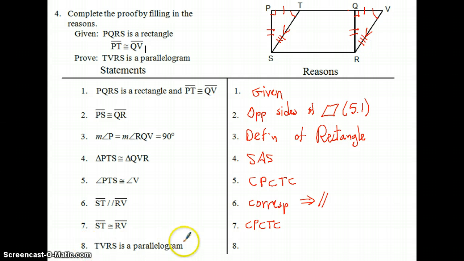Now we're getting at the fact that TVRS is a parallelogram. I was going to do that to get 7. All right, now it's a parallelogram because look at the stuff I just did. These last two things, I got a pair of sides that are parallel and congruent. That's what I called opposite sides.